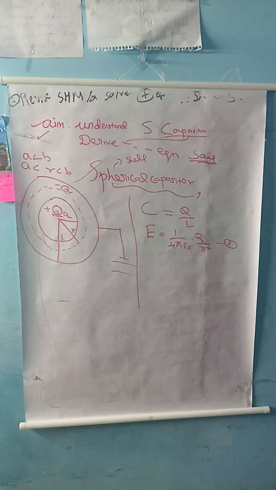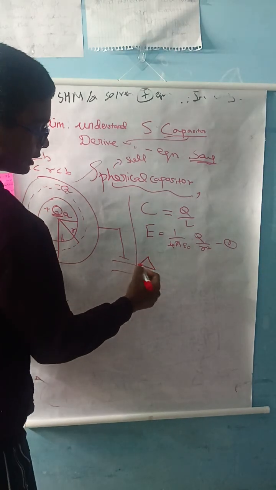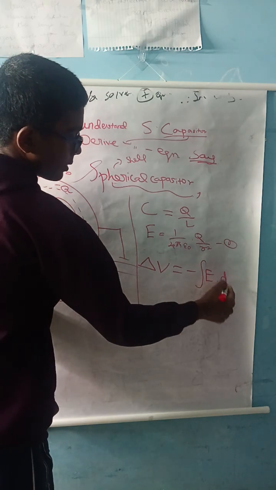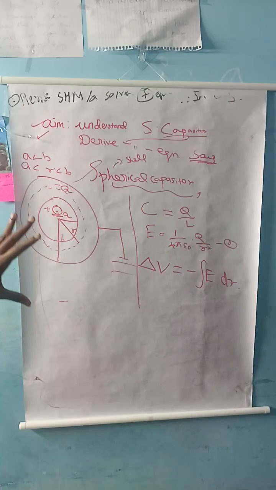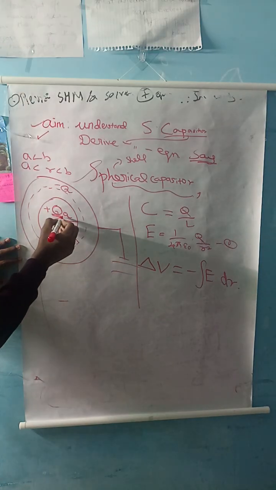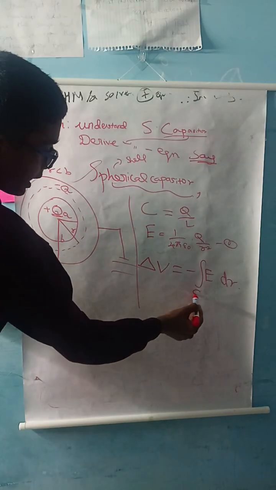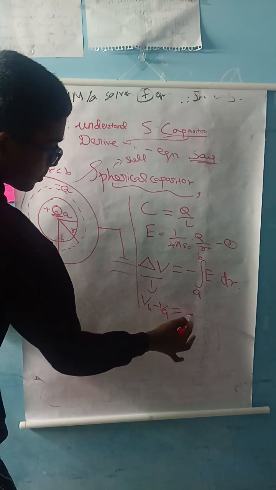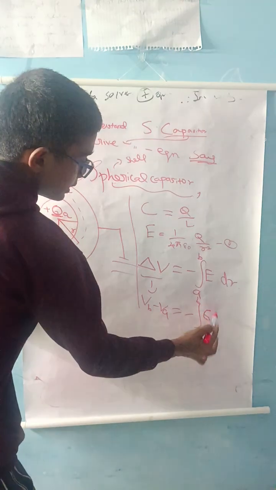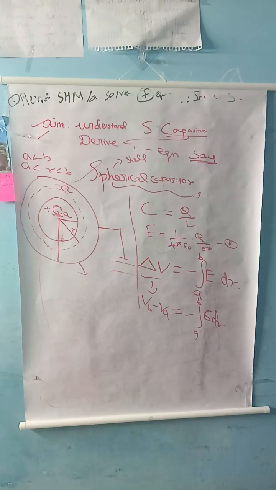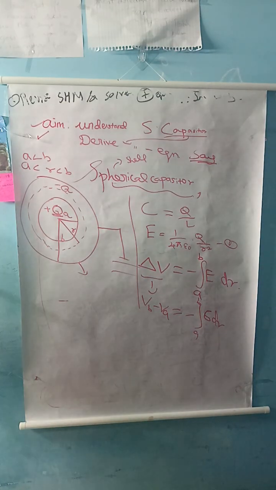Now, from the second lesson on electric potential, we know that the potential difference is the negative integral of the electric field dr. And the limit over here is from a to b, from this surface to that surface. And this is nothing but Vb minus Va, that is, minus the integral from a to b of E dr. Let's consider that this particular big spherical surface is at infinity.